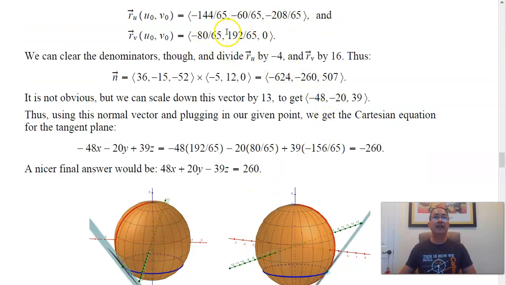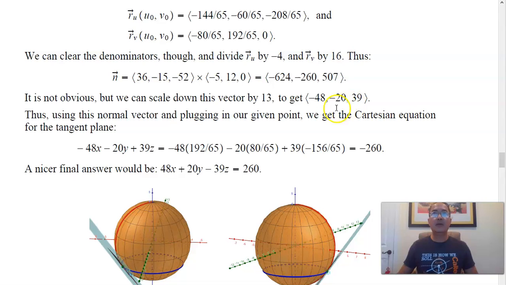All right, so here are our two tangent vectors. We can ignore the 65s. That's just constant, because all we need is a non-zero direction vector, a normal vector. Okay, so we can ignore the 65s. All of these are divisible by 4, or in this case, -4 would be better. And both of these are divisible by 16. Okay, so we can take these two smaller vectors, take their cross product. Trust me on this, this is what we get. But also, miraculously, this vector is divisible by 13, and we get a much smaller vector.